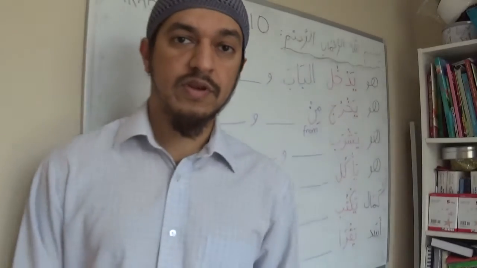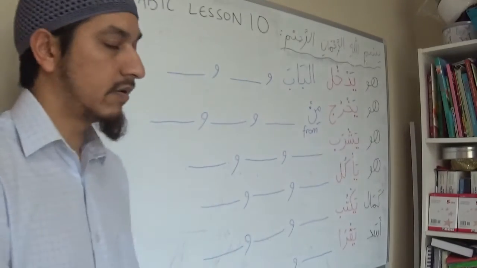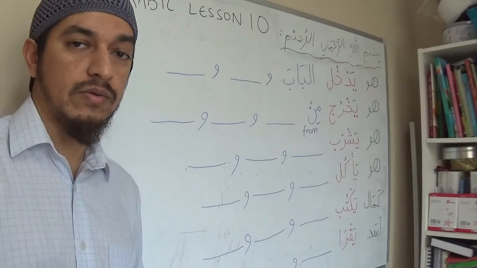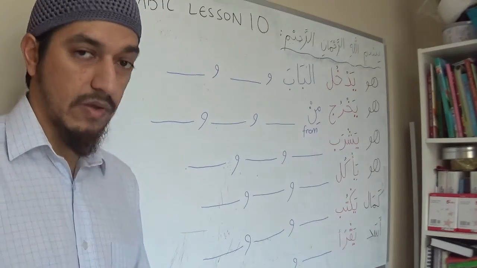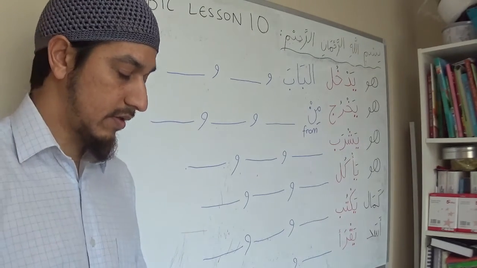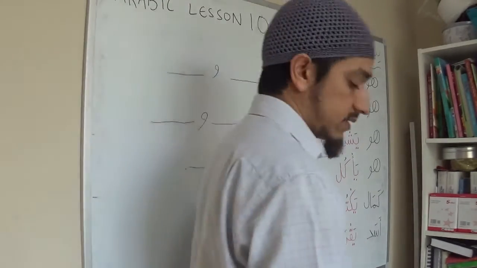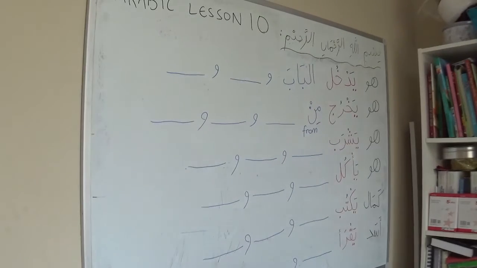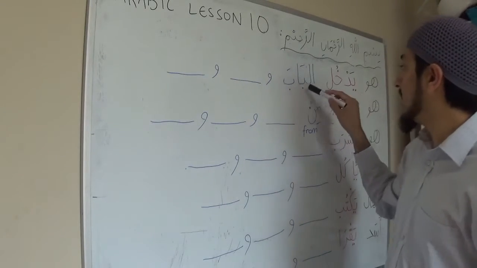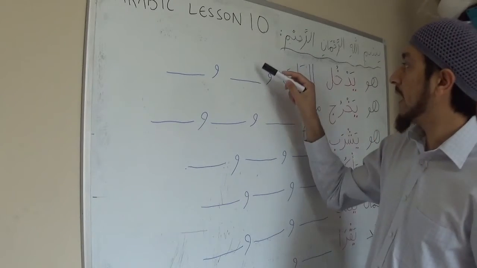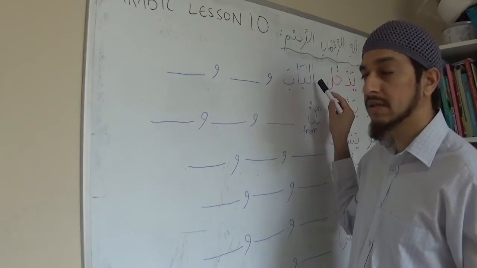So if you pause the video, go off and write the words, and then we'll come back and resume. Okay, unpause, and let's carry on with the words. So I've written huwa yadkhul al-bab. He's entering the door, and I'll carry on with al in this case.